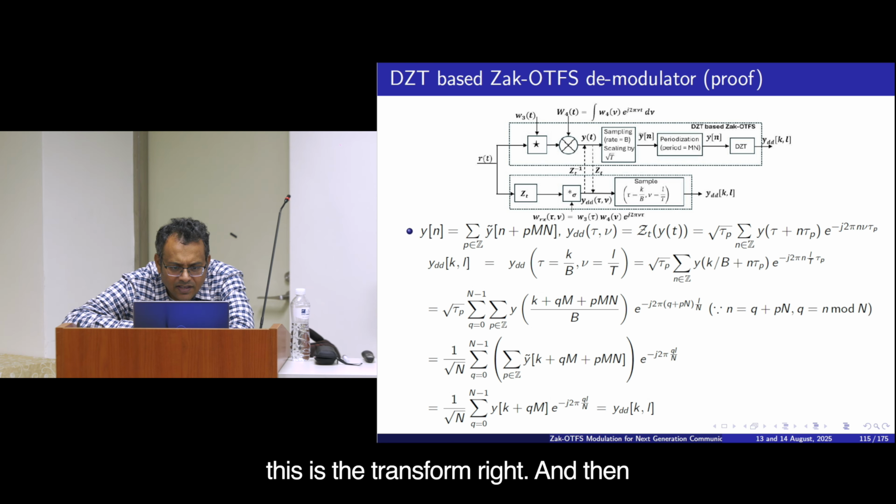Some facts about the DZT, and I think I could be boring you with a lot of proofs here, but this is the last one, okay? And probably I will not go into detail of this proof, but the basic thing is that if you have a periodic signal with some period capital P, a periodic discrete time signal, then the DZT of this discrete time signal will give you the corresponding discrete delay Doppler representation, right? Which I write like this.